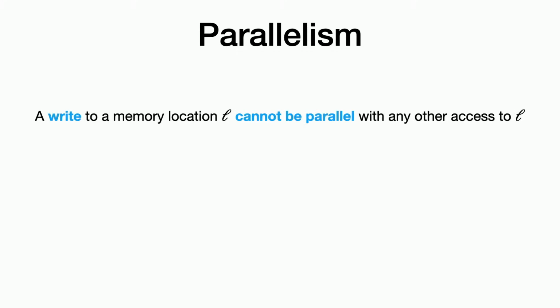So, a few basic parallelism concepts. A write to a memory location L on a single machine cannot be parallel with any other access to that memory location. This is because of cache coherence. In cache coherent systems, once you access a memory location for a write, you have it in exclusive mode. That means that nobody else is accessing it.